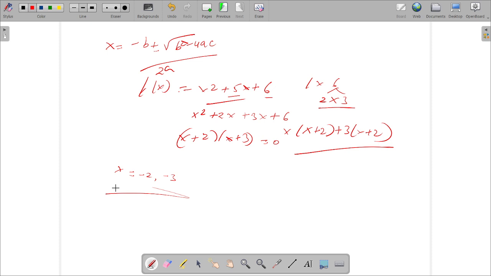Some more: you have to find the roots of the equation and the relations between the roots of a quadratic equation and its coefficients. See here, the roots of the equation are alpha and beta.